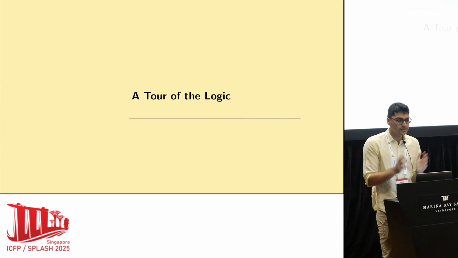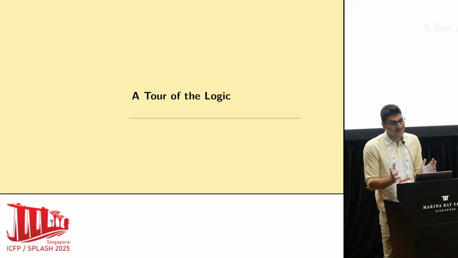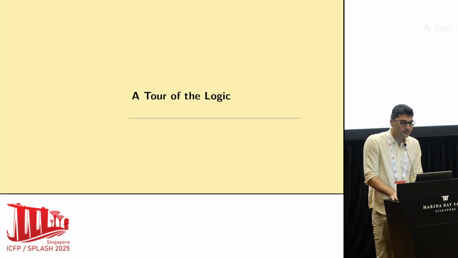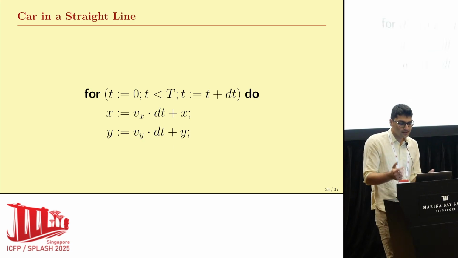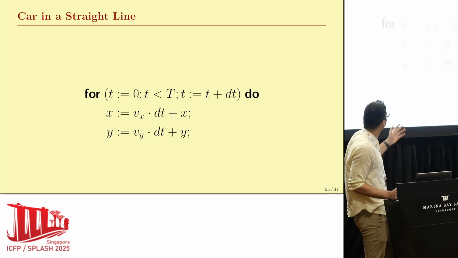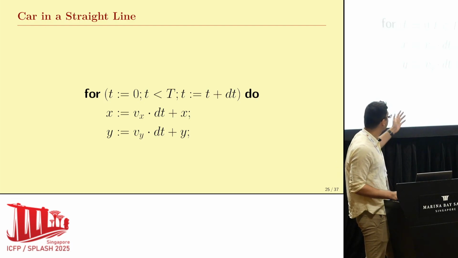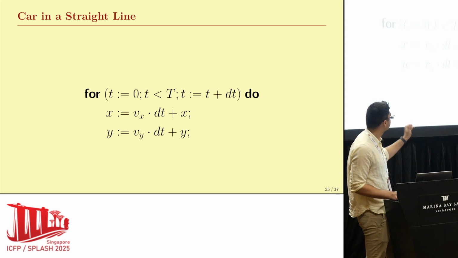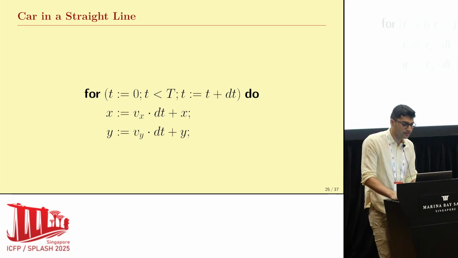And so for the rest of this talk, I'm going to explain how you can use our logic in what I think is a fairly intuitive way to verify symmetry properties. And to do this, we're going to verify a small toy program. Specifically, we're going to consider this simple program which models a car moving in a straight line. So we have a for loop here that runs for capital T time steps, and the loop counter variable small t is incremented by some small constant dt, which represents the time passed per iteration.